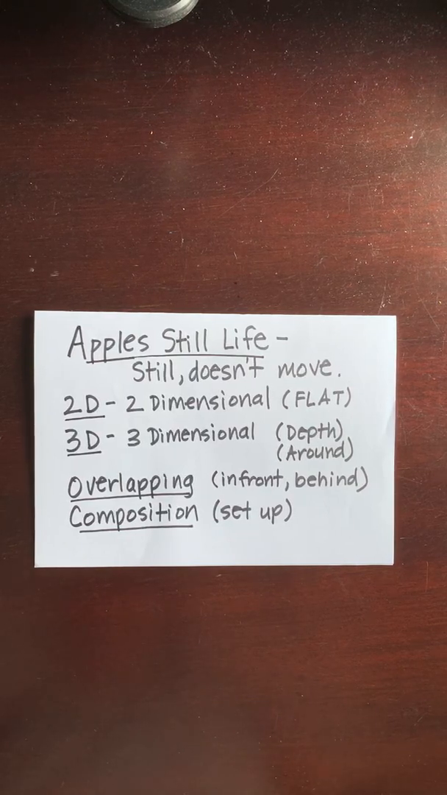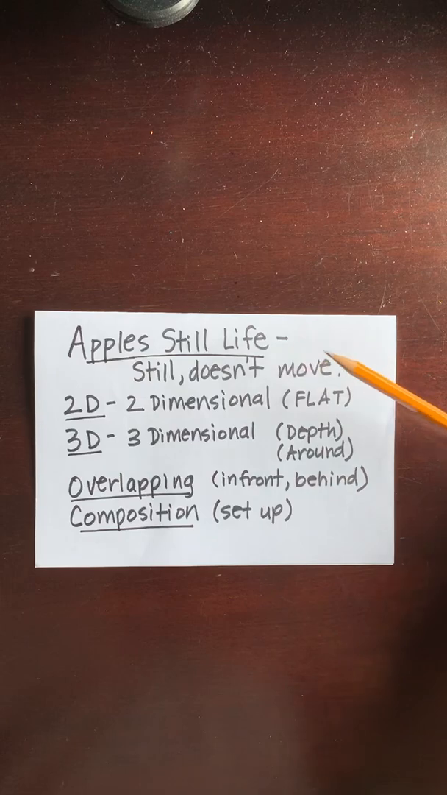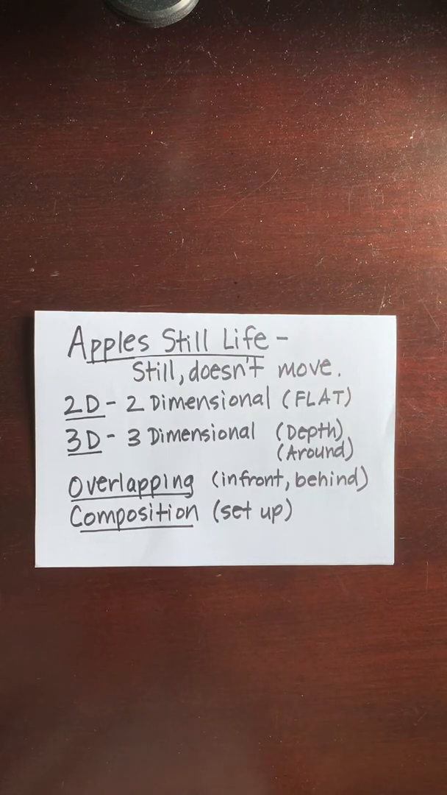We have the title of our project, which is called Apple's Still Life. Now, what is a still life? Well, a still life are objects that are set up. An artist will paint them or draw them, and it's made up of still objects, which means the objects do not move.